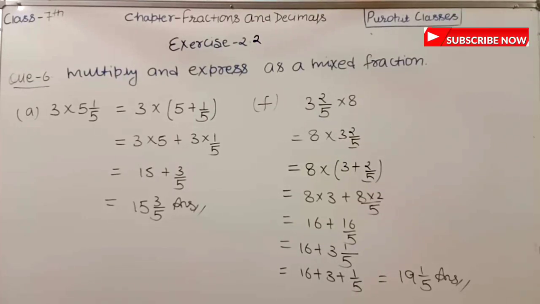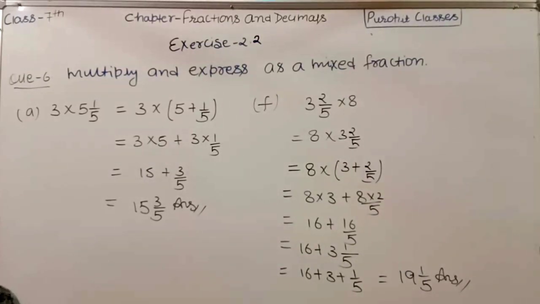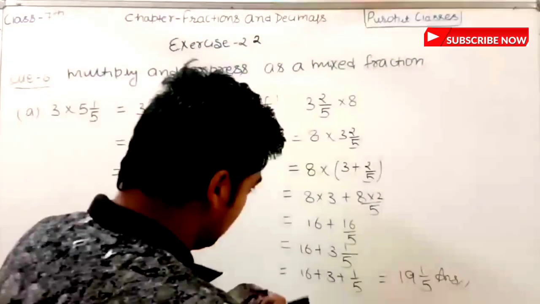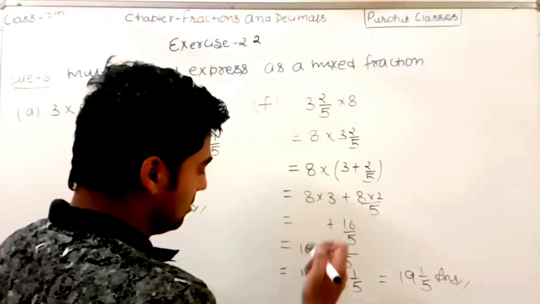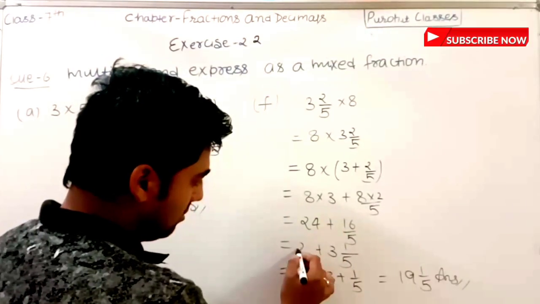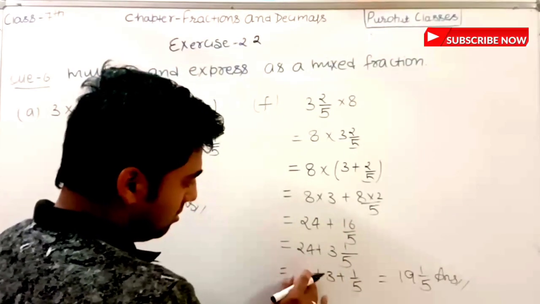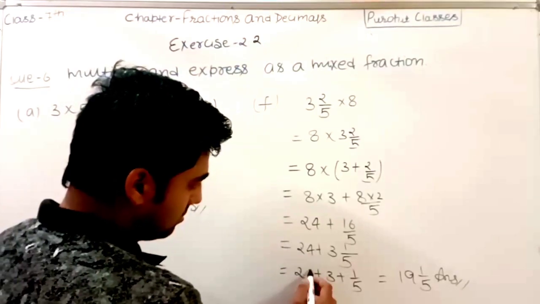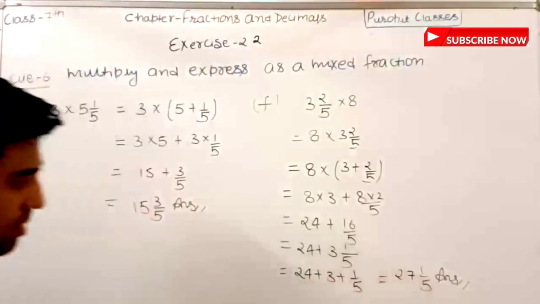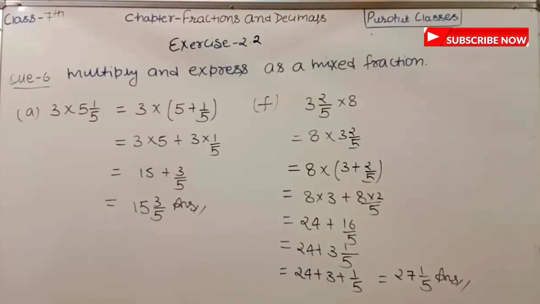Question number 6, F. There's a difference in the answer. It is 27. Let me check. 27 whole 1 by 5. Oh my god, 8 threes are 24. Here I have made a mistake. 24, now correct, plus 3, 27. This is 27 whole 1 over 5. Understood? So similarly you will do the remaining parts yourself.